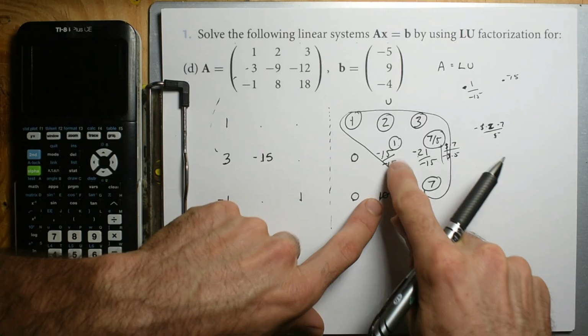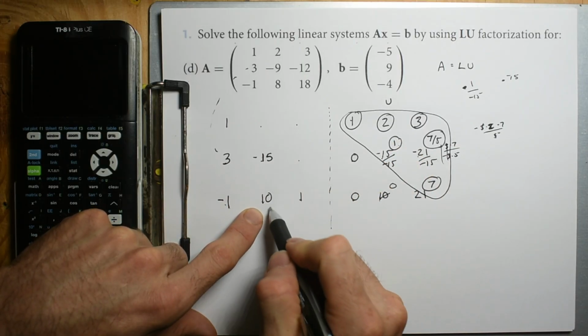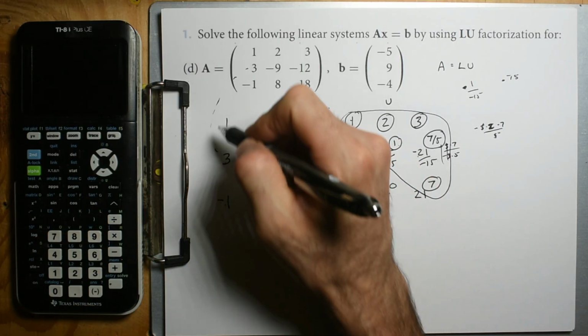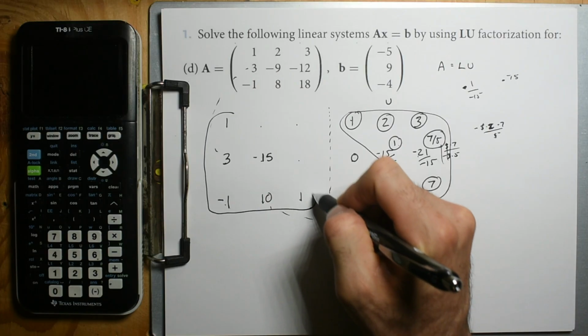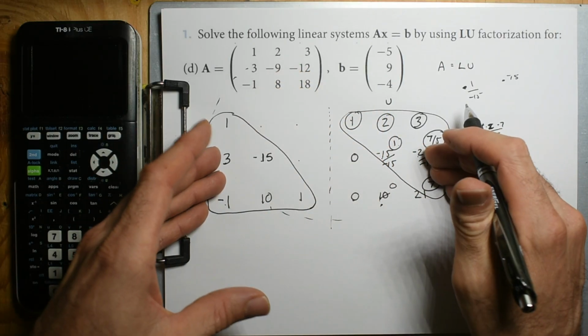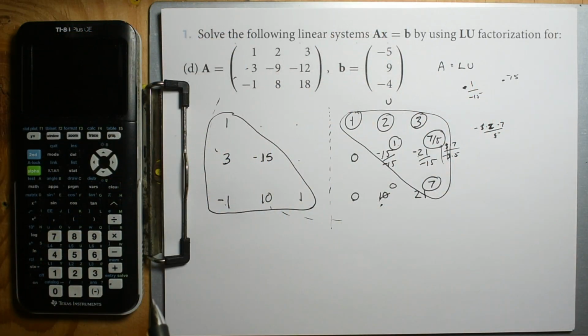I multiplied by a negative 10, so I do put a positive 10, and you can see those values are the same. Okay, and so here is my lower. If I multiply these together, I do get my matrix. Hopefully I didn't make any mistakes.